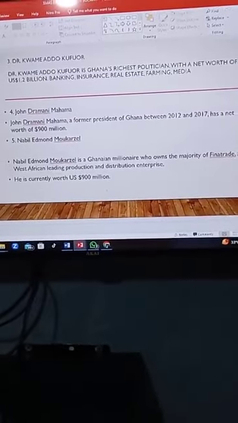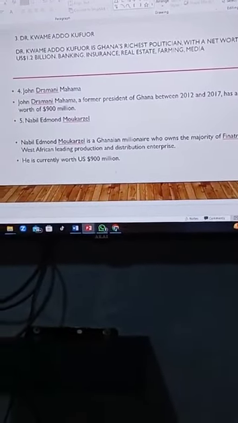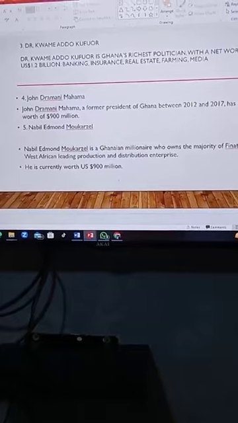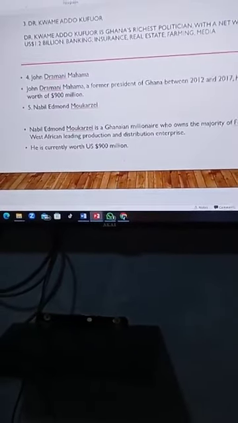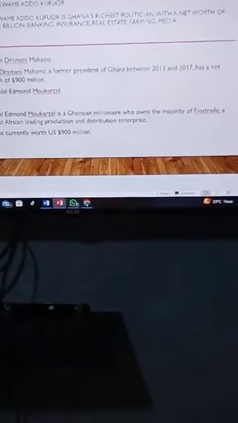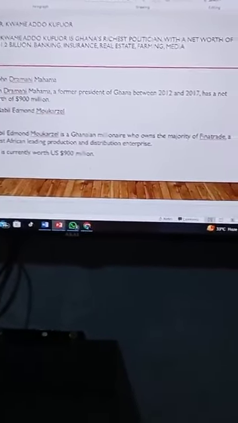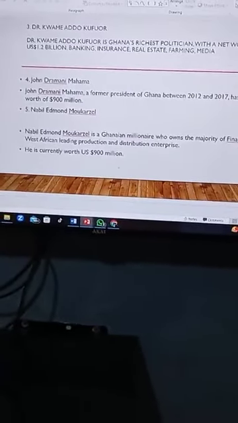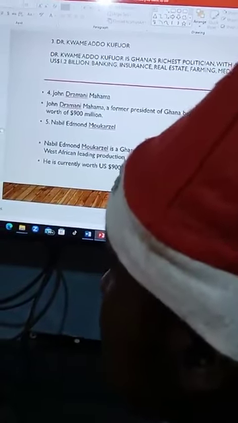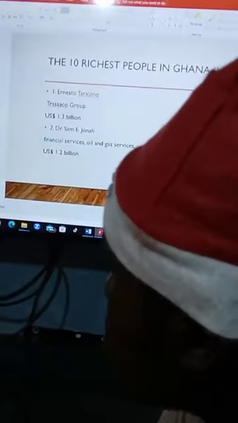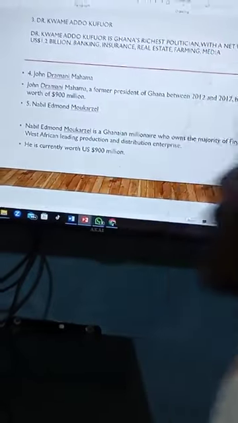So interestingly, only the first three are billionaires. In Ghana, we have only 3. I'm talking about dollars, not Ghana cedis. So in terms of dollars, we have only 3: Ernest Tarakuni, Dr. Kwame Adokofo, and of course Dr. Sam Jonah. Okay, so all of this in billions, we have only 3.